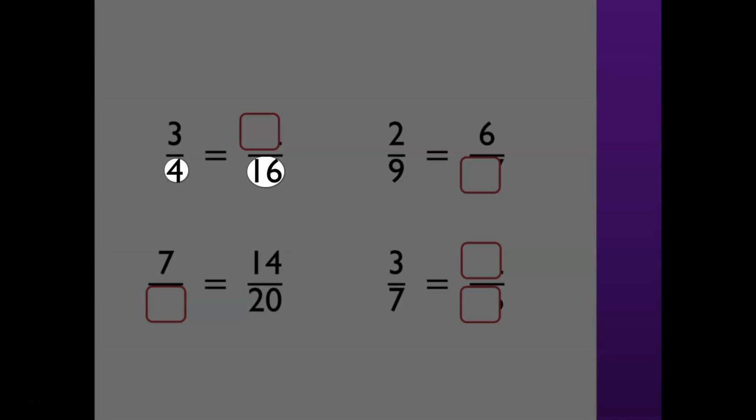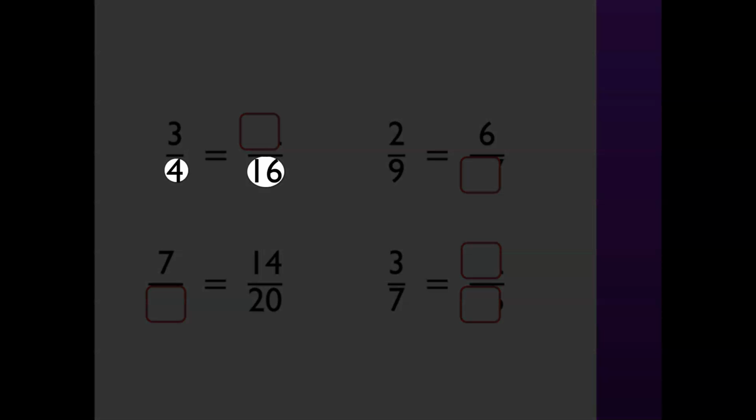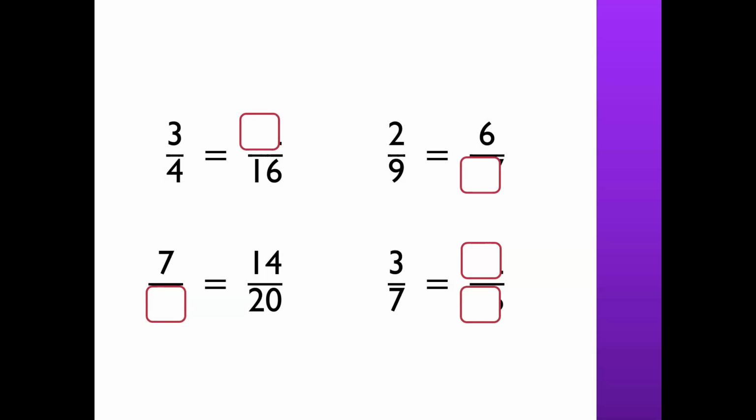In the first example, we can see quarters have been changed into 16ths. To do this, we multiply the denominator by 4. So to find the equivalent numerator, we also need to multiply 3 by 4, and that gives us 12. So the equivalent fraction is 12/16.